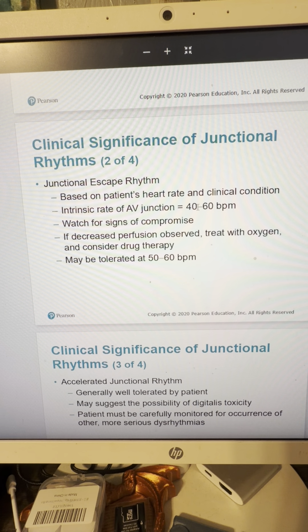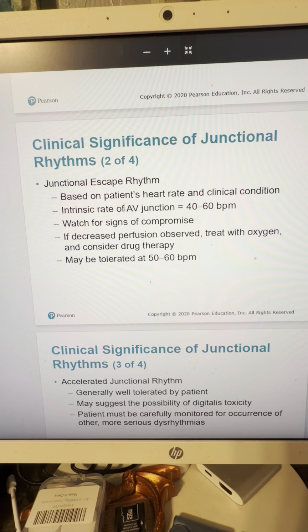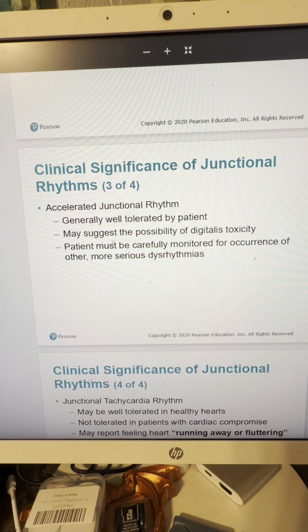Junctional escape rhythm. You look at your patient. Remember, that's what we treat first, not a machine. The rate's 40 to 60. We look for signs that the patient's compromised. They have decreased perfusion. They feel weak. They feel like they're going to pass out. They're having trouble maintaining consciousness or sitting up. So what we want to do, if we see decreased perfusion, we want O2, IV, monitor. We're going to consider some drugs, and we'll talk about those drugs later. But a lot of patients just sit in this rhythm and they look perfectly fine.